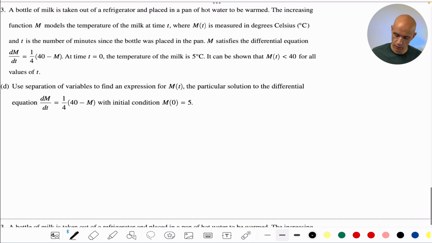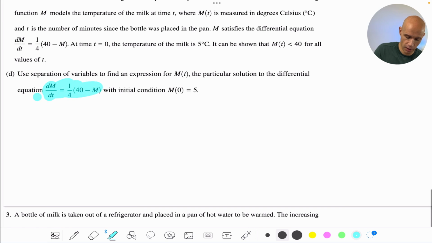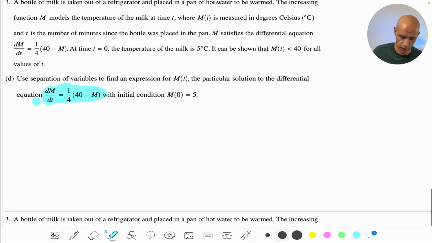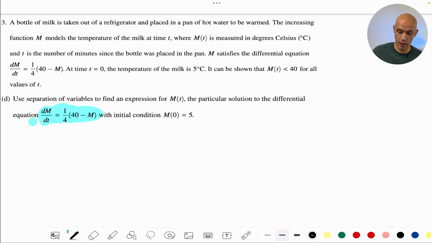Oh, the last one. Separation of variables. Yes, happy family. So let's see that. We have this equation here, and we want to separate the variables. Okay, cool. So let's do that. What are the variables? The variables are m and t.